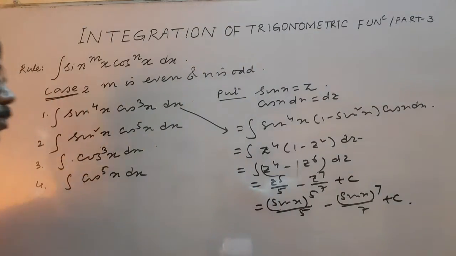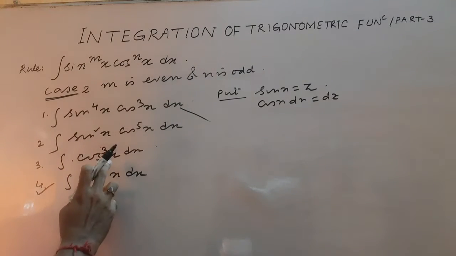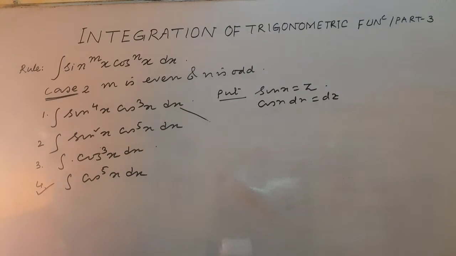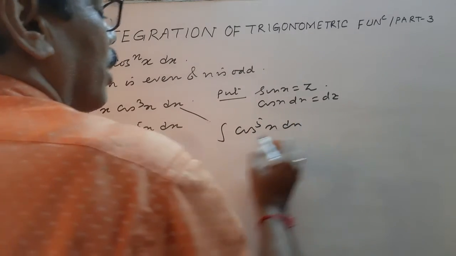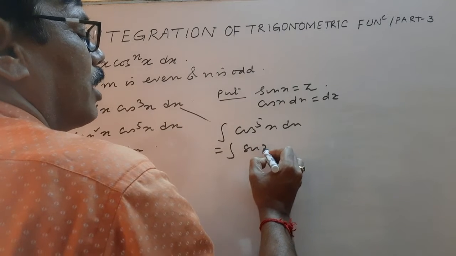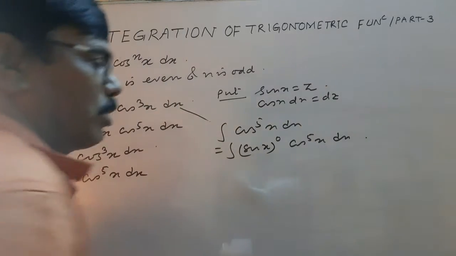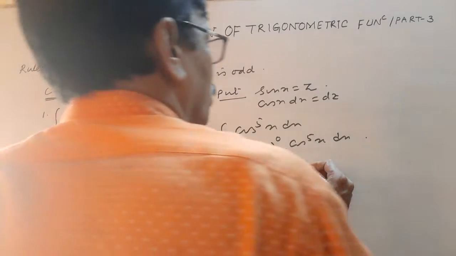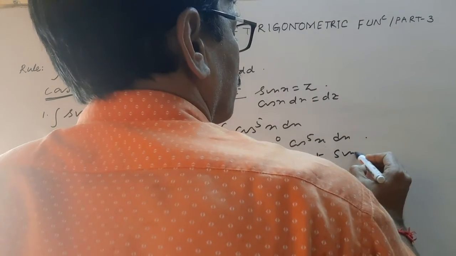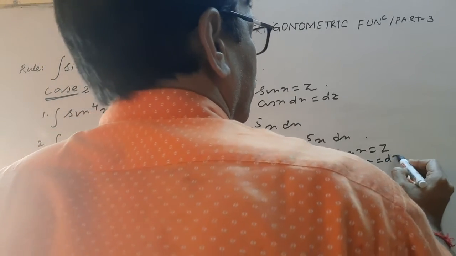Next, suppose cos to the power 5 x dx. So the power of cos x is odd. Actually it is sin x to the power 0 into cos to the power 5x dx. So the power of sin x is 0, that is even. So put sin x equals z. So cos x dx equals dz.